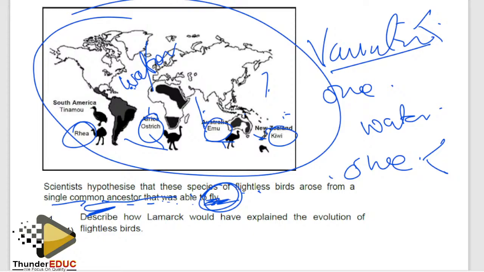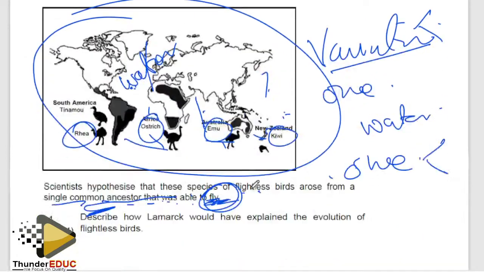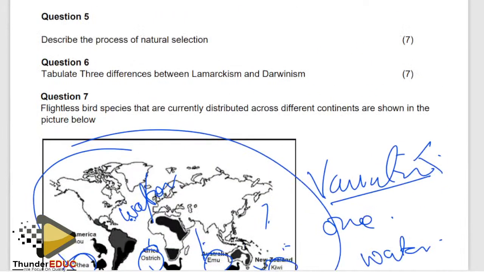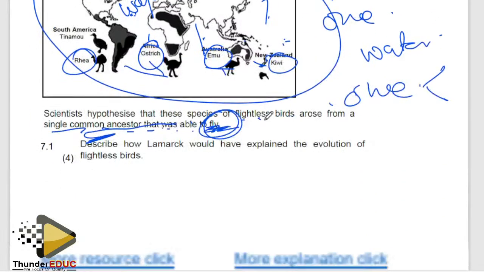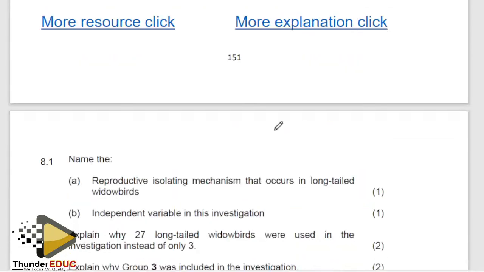Guys, let's go to the next question. I think I'm clear there. Natural selection is covered, and speciation is also covered. Don't make a mistake of describing speciation without telling us what made them separate. Don't go to the paper without knowing.